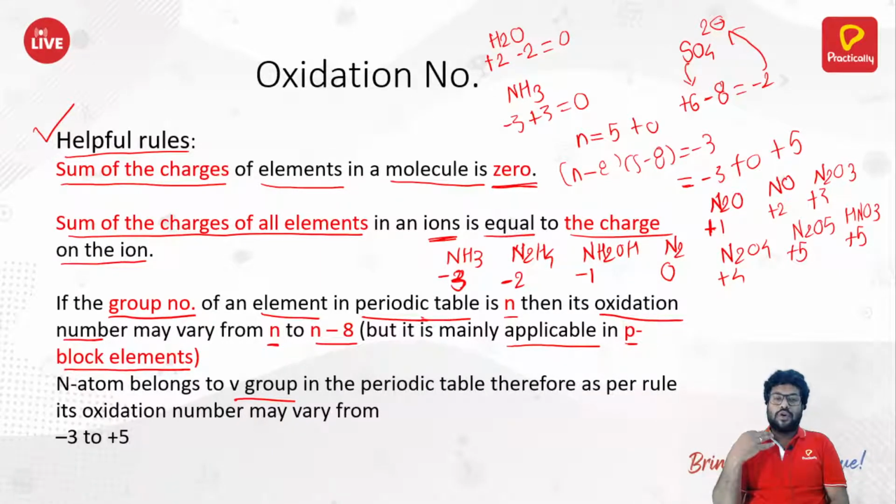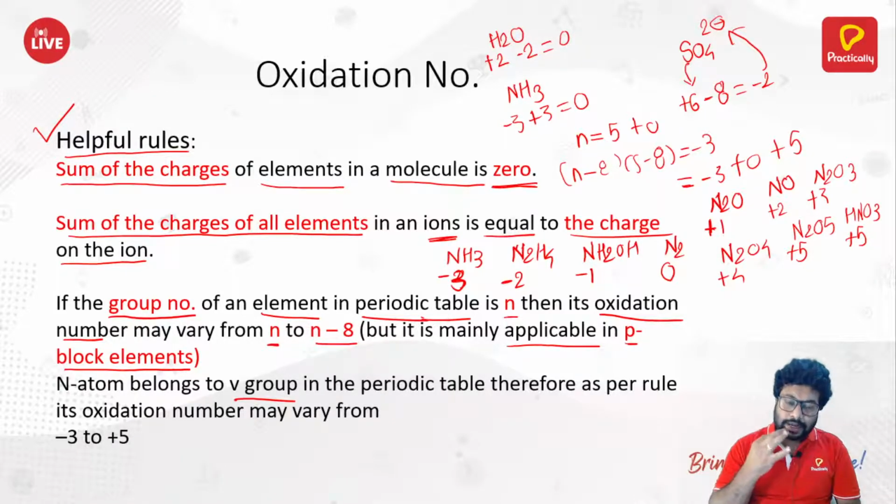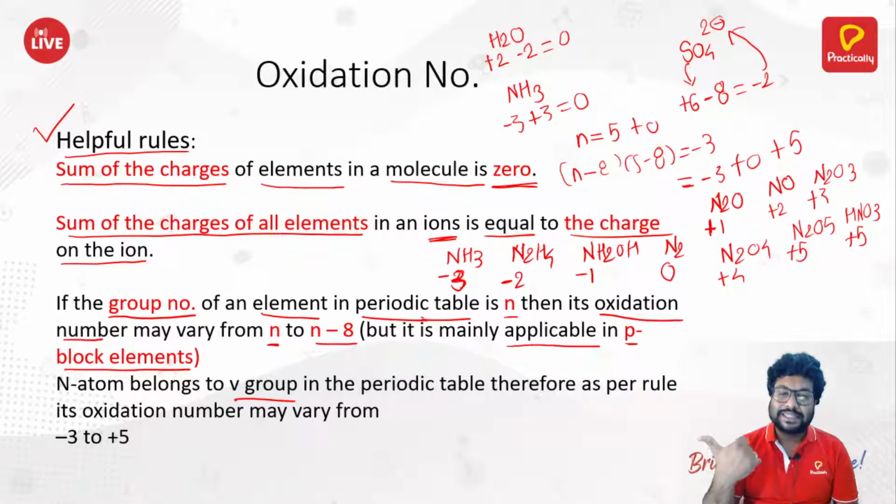Sulfur belongs to the oxygen family, which is group 6. So according to our rule, it should show oxidation state from N to N minus 8. So N is 6, N minus 8 is what? 6 minus 8, minus 2. So sulfur should show oxidation state ranging from minus 2 to plus 6. And yes, sulfur does show that many oxidation states. Okay, we will explore it more and more as we progress ahead.